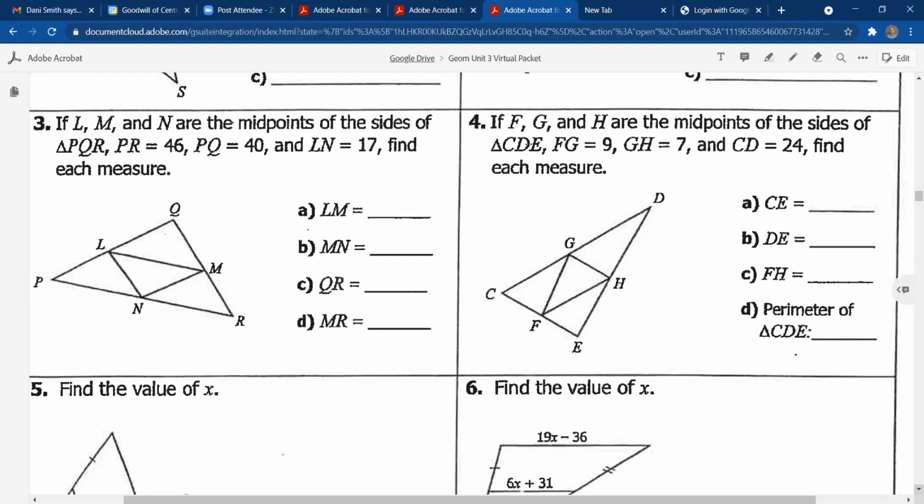It's not sophisticated. If PQ is 40, so it says right there, PQ is 40, how much is NM or MN? 20. Yeah, it's just divide it in 2, exactly.